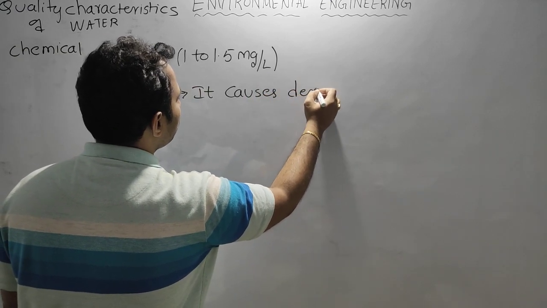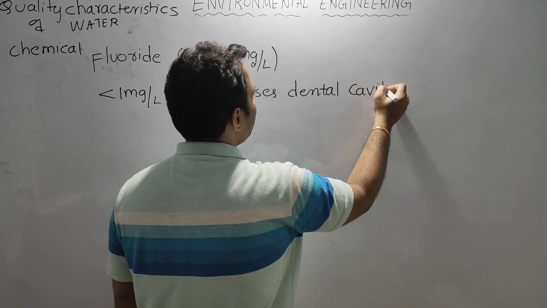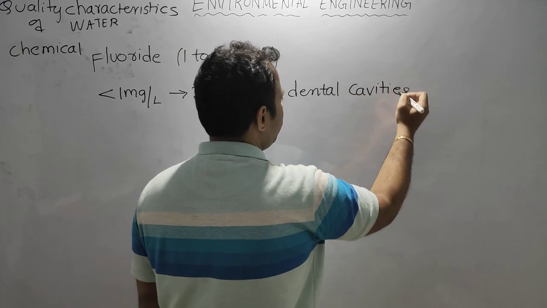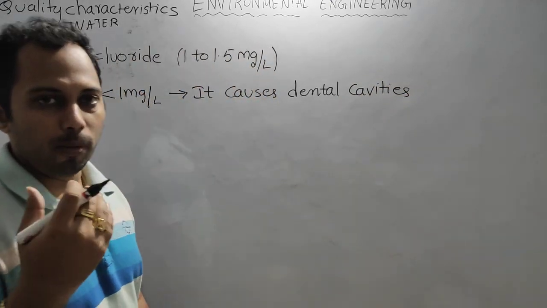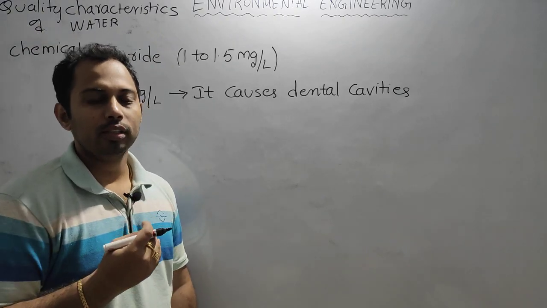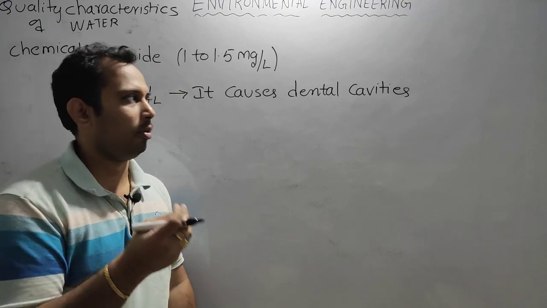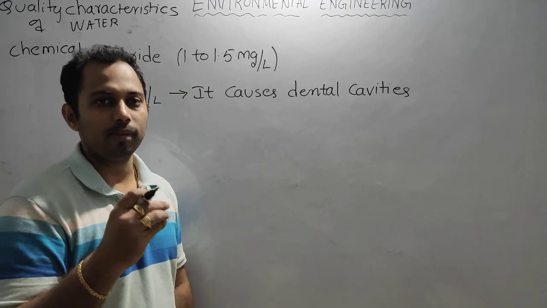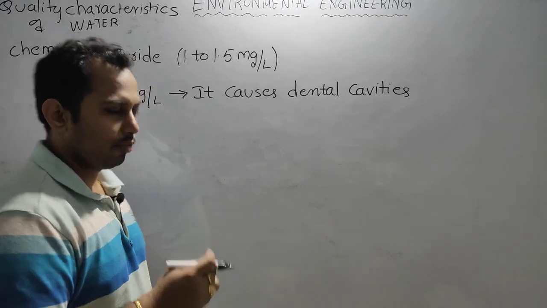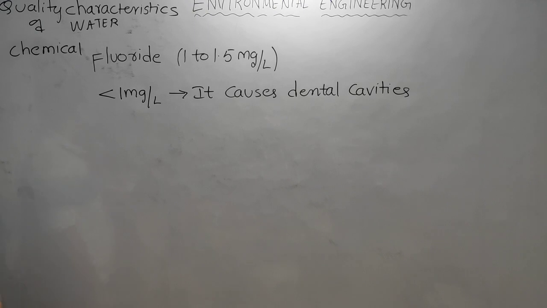Fluorine deficiency causes dental cavities. Whenever you are facing some kind of problem with the root of the teeth, then the doctor will give you some kind of paste which has fluorine and potassium. They will suggest you to use it because it enhances the strength of the teeth against dental cavities.